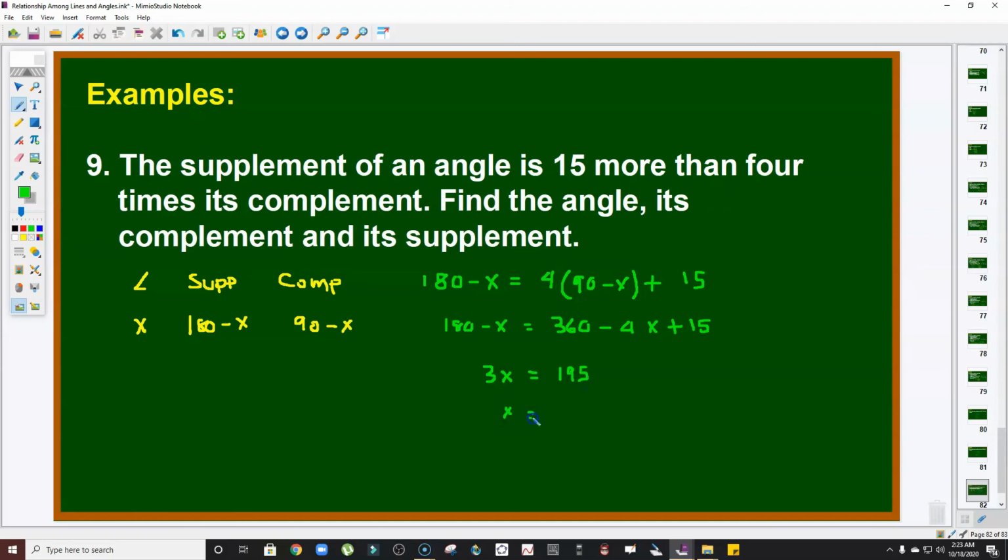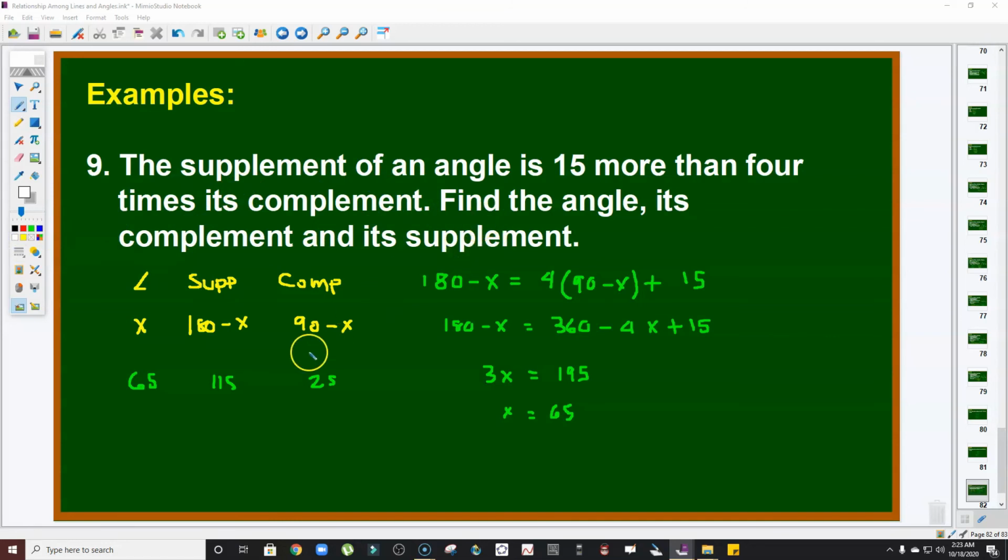So clearly, 195 divided by 3, that's 65. So therefore, yung answer dito, what's the angle? That's 65. What's the supplement? 180 minus 65. So that's 115. What's the complement? 90 minus 65. So that's 25. Clear? And we can check that.